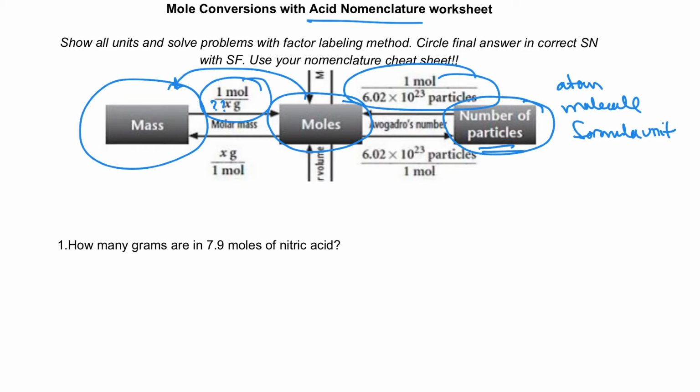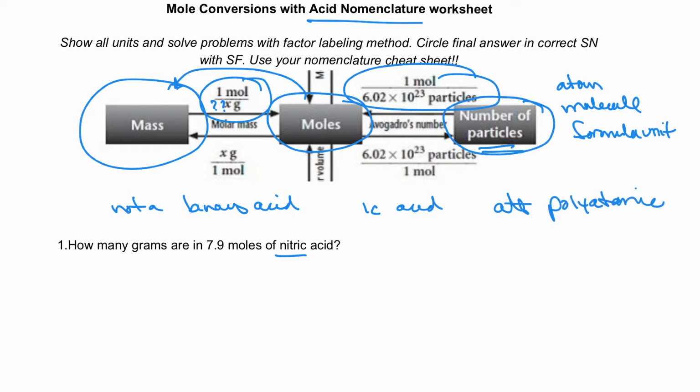How many grams are in 7.9 moles of nitric acid? Well, I don't see any hydro, right? So that means this is not a binary acid. So it must be an oxyacid. And I know that ic acids must have come from an ate polyatomic ion, right? And so you're going to use your nomenclature cheat sheet that also has acids on it.